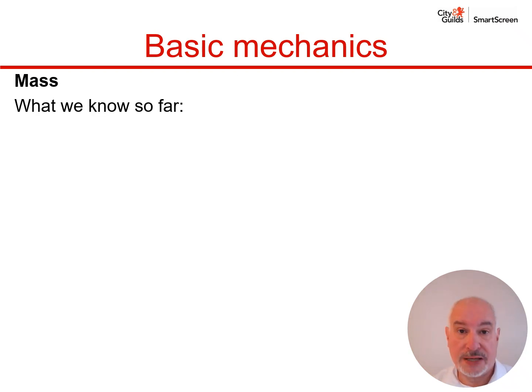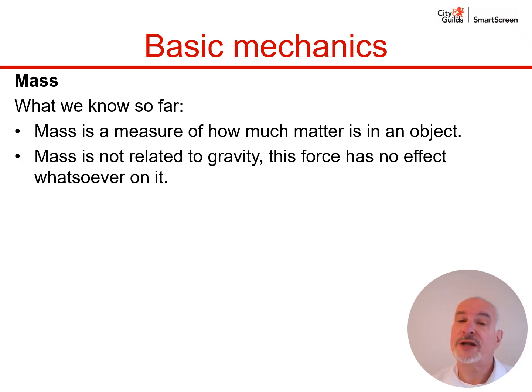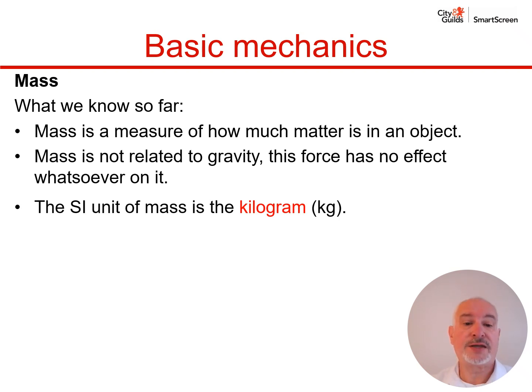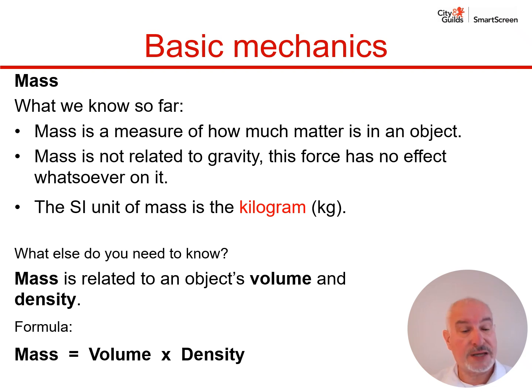So this is what we know about mass so far. Mass is a measure of how much matter is in an object. It's not related to gravity, so the force of gravity doesn't change the mass of an object. And the SI unit of mass is the kilogram. What else would you need to know about mass? Well, you could be asked in an exam to calculate the mass of an object if you're given the volume and density. And there is a formula to use, and the formula is mass equals volume times density. So if we know the volume and we know the density, we can calculate the mass simply by multiplying them together.